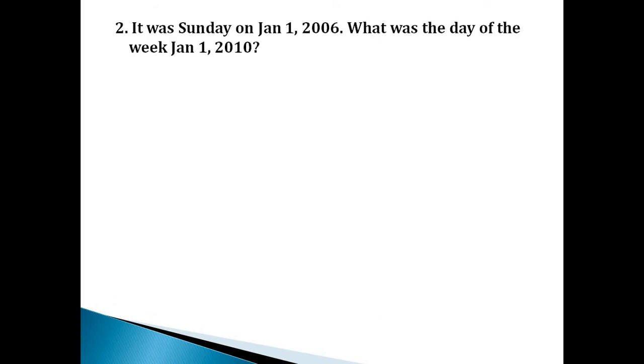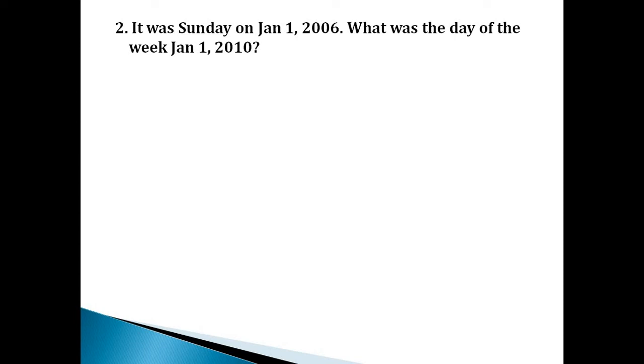Now the second question is something like this. It was Sunday on Jan 1st, 2006. What was the day of the week on Jan 1st, 2010? Okay, so after 4 years, that is again a future. After 4 years, what would be the day? That is the question. So you need to find the odd days up to 4 years.